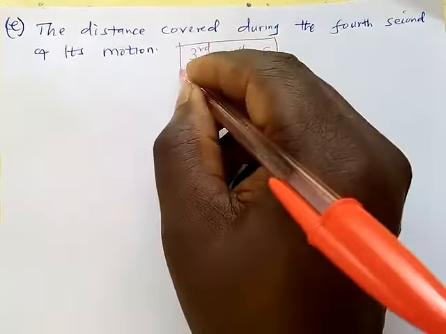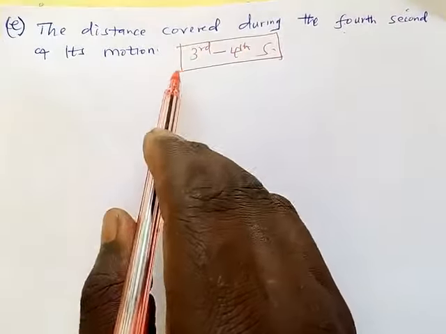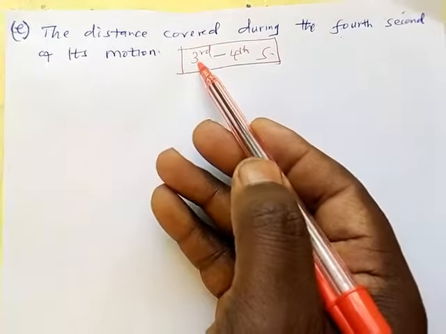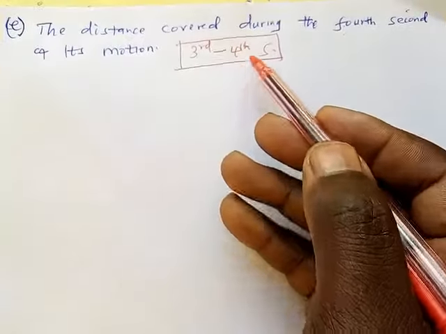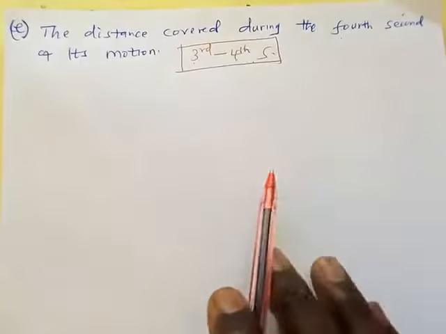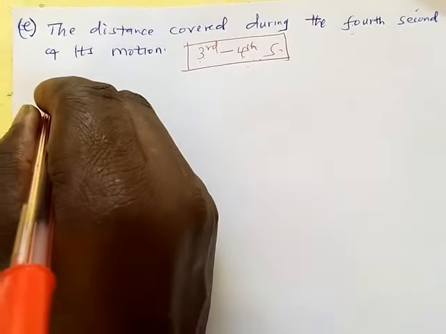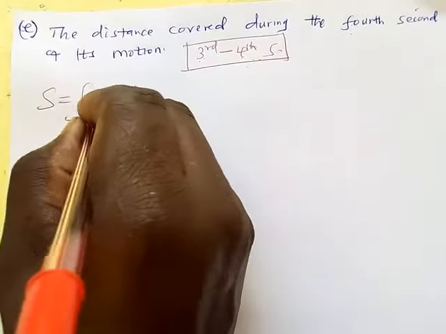That is the only trick you need to know. The distance covered during the 4th second means the time between the 3rd second and the 4th second. So you integrate velocity using the limits of 3 and 4 seconds. That's as simple as that. So we are finding distance, and we know that distance is equal to the integration of v dt.